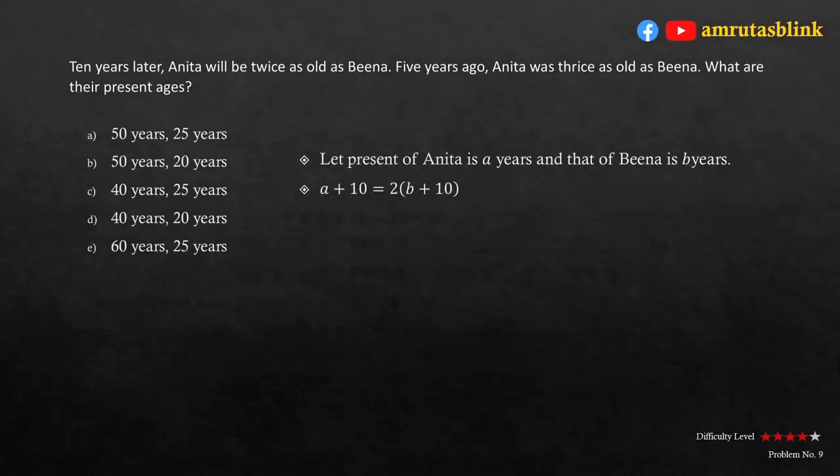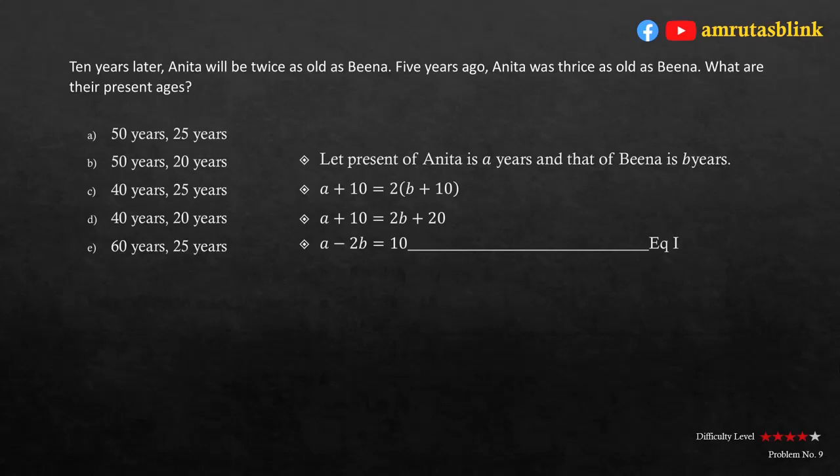Now the first information, 10 years later. If today's age of Anita is A years, then after 10 years her age will be A plus 10. Similarly, if the current age of Bina is B, then after 10 years her age must be B plus 10. Now it's given that 10 years later Anita will be twice as old as Bina, and hence A plus 10 is equal to 2 into bracket B plus 10. So A plus 10 is equal to 2B plus 20. So A minus 2B is equal to 10, that is your equation number 1.